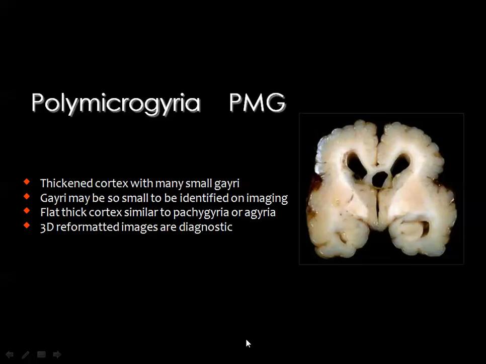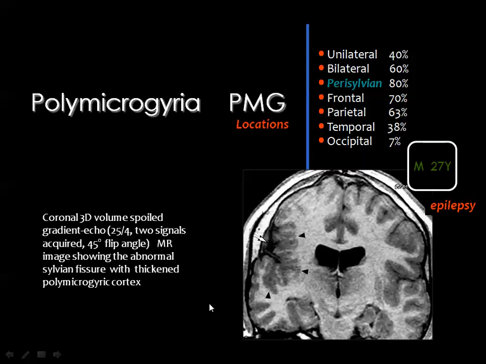Polymicrogyria means that there are numerous gyri and numerous sulci. This polymicrogyria is usually focal, and these are the common sites for location. The most common site is around the sylvian fissure. As you can see in this example, they compare this area with the opposite area. Here you see too many cortical sulci and gyri. This is known as polymicrogyria.